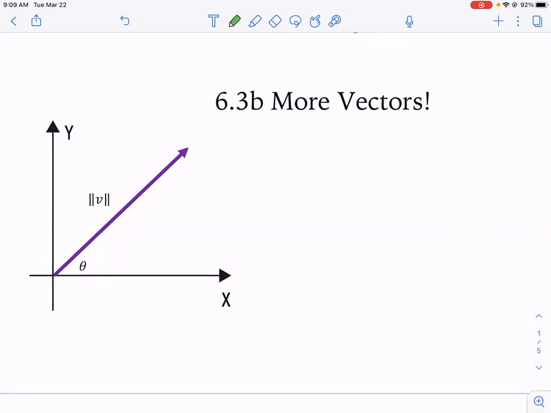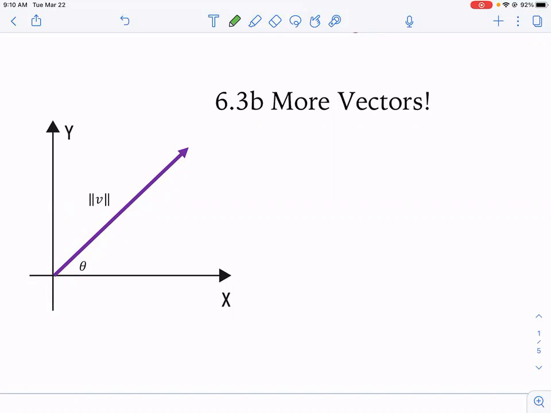Okay, so today we are going to go backwards with some of the vector stuff that we talked about yesterday. Yesterday we had a vector where we knew each of the components and we figured out what the direction angle was. We figured out what the magnitude was. Well, now what if we know the direction angle? What if we know the magnitude? Can we figure out the horizontal component and the vertical component?